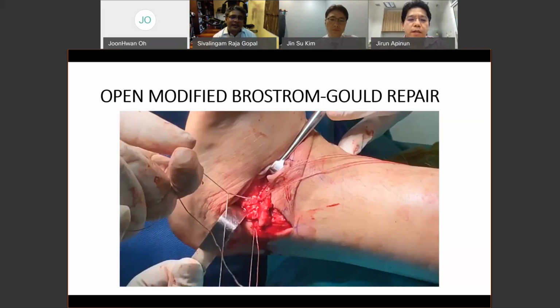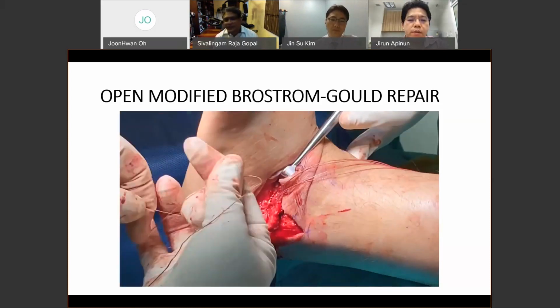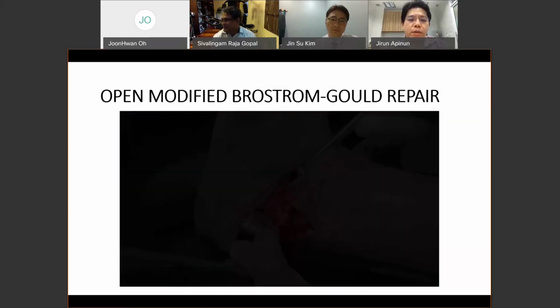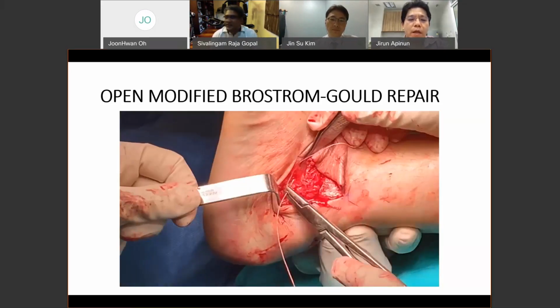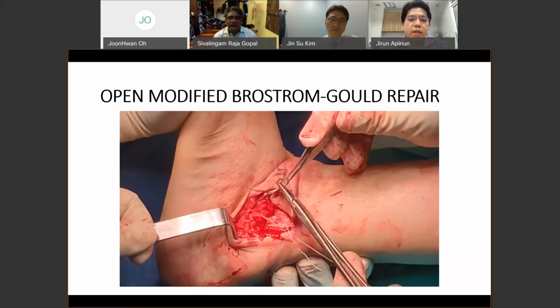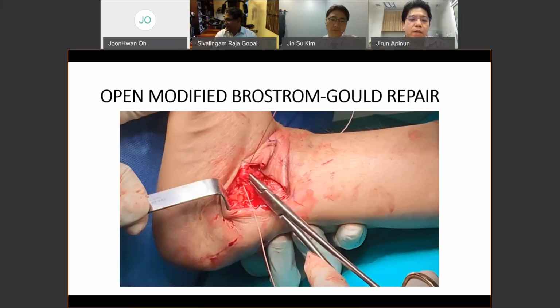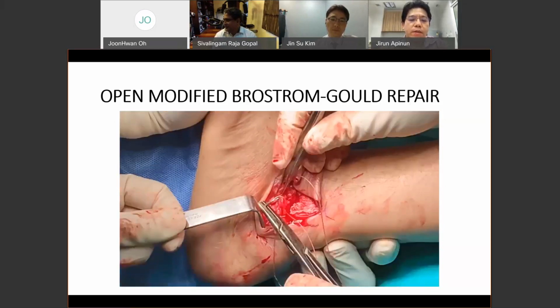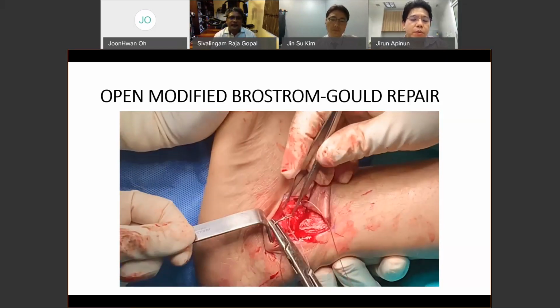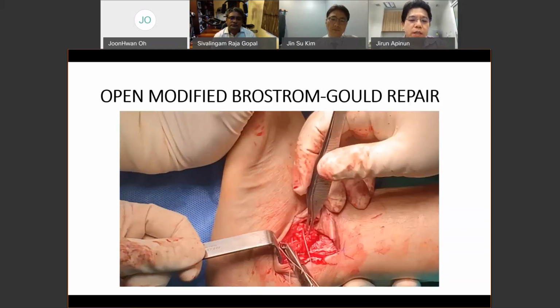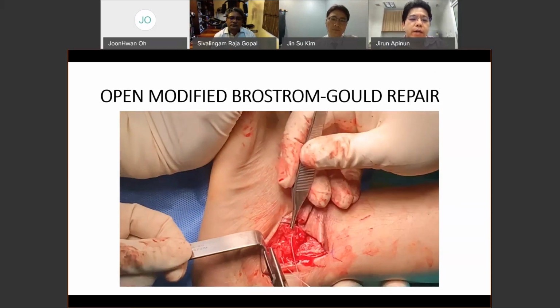Okay, tie it, and now the extensor retinaculum is attached to the construct as well. Then at last, I flip the periosteal flap down to augment the whole construct, and also to cover all the suture knots to reduce the irritation.